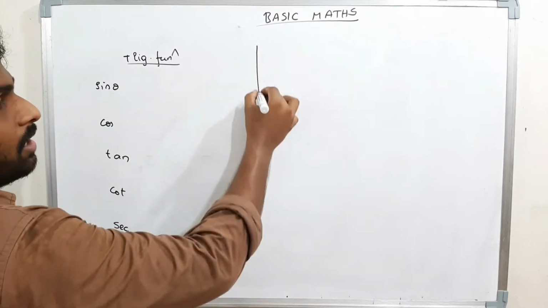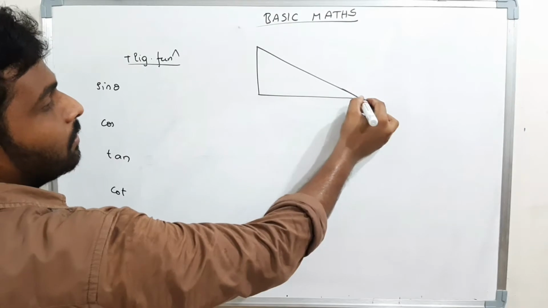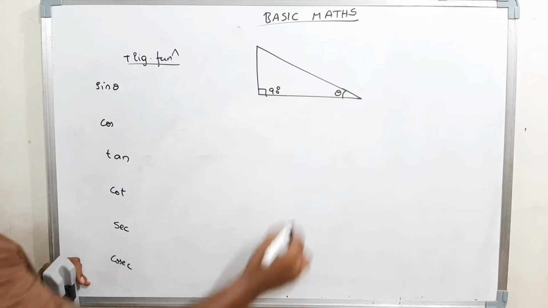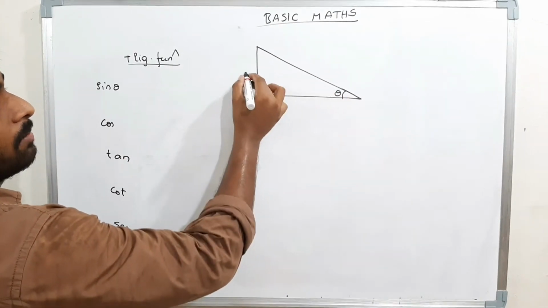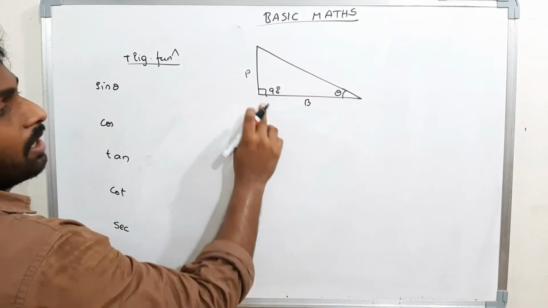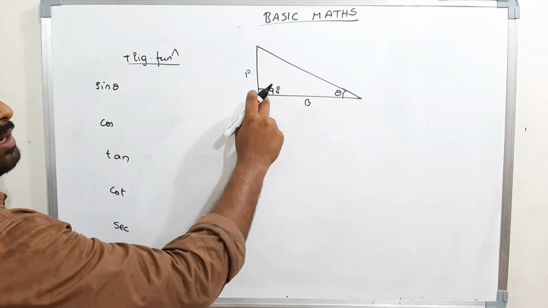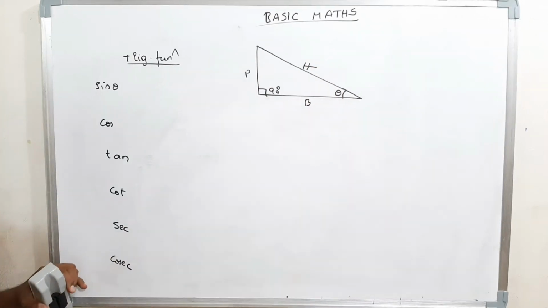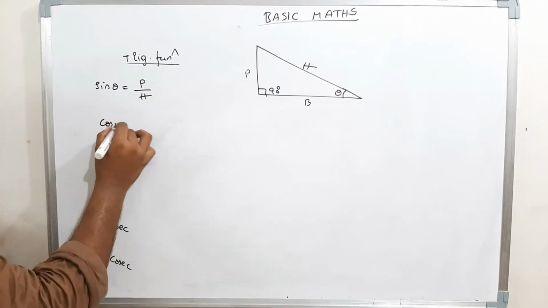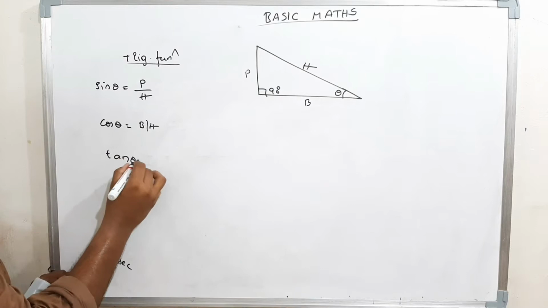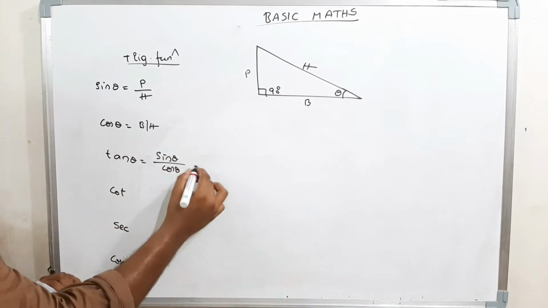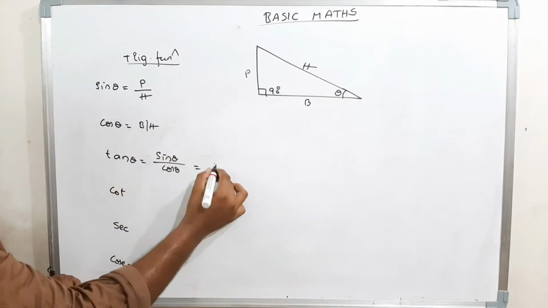Now in a right angle triangle, this is making an angle theta and this will be 90 degrees. The side opposite to this angle, that is perpendicular, that is nothing but opposite. The side which is with this angle is the base. The side opposite to the 90 degrees is the hypotenuse. Now sin theta is given by the formula perpendicular by hypotenuse. Cos theta is base by hypotenuse. Tan theta is sin theta by cos theta, which is nothing but perpendicular by base.